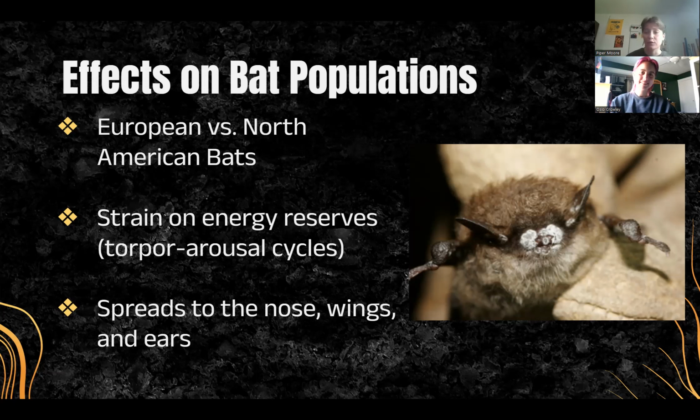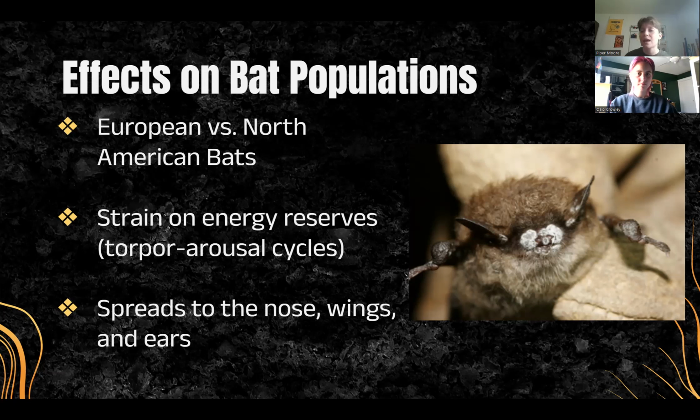The effects of this fungus, however, do differ based on population, specifically between European bats and North American bats. Mainly, as said in the previous slide, because of just how long the fungus has been in those areas. So it's coevolution between the European bats, who have had to deal with this fungus for longer, and the North American bats, who have just been recently introduced to this deadly fungus.